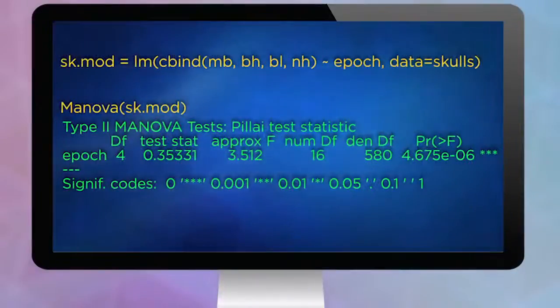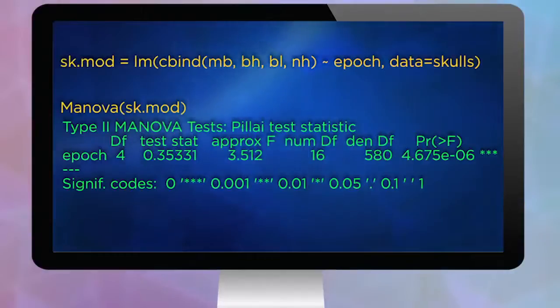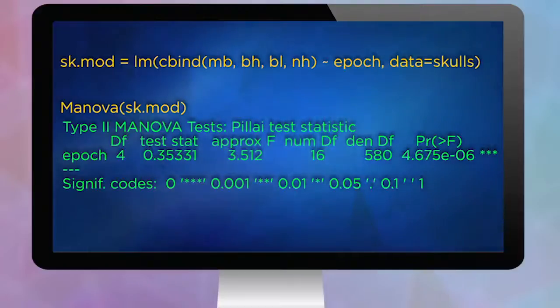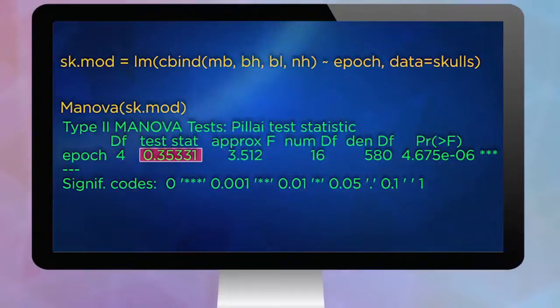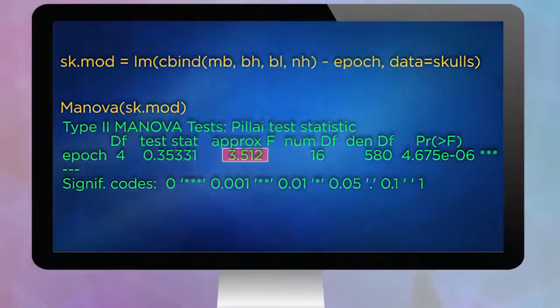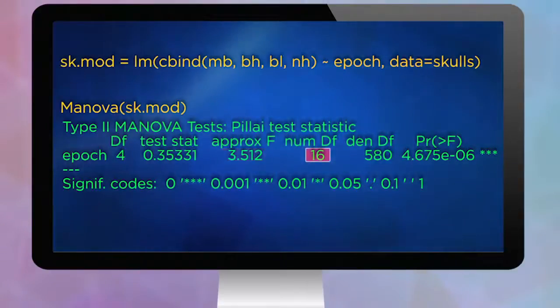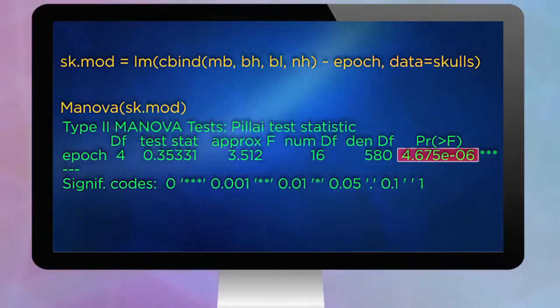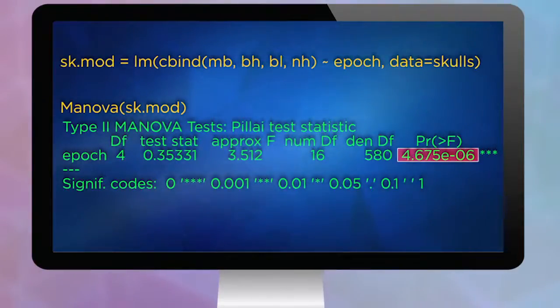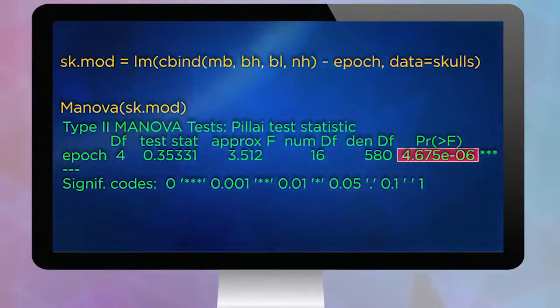And now we want to do a MANOVA on sk.mod. Notice the output that we get, a type 2 MANOVA, where the default is the Pillai test statistic. We've got 4 degrees of freedom, and you see our test statistic, 0.35 approximately, along with an F value, 3.512, the degrees of freedom, 16, and look at that super low p-value, 4.67 times 10 to the minus 6, suggesting that each of those is significant.